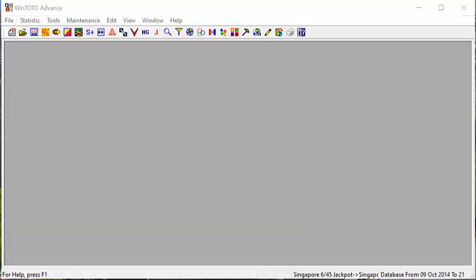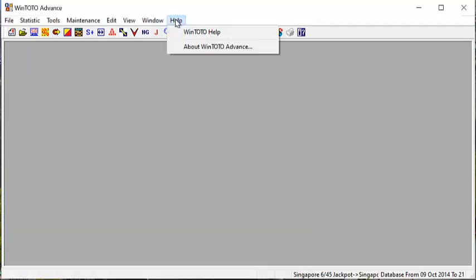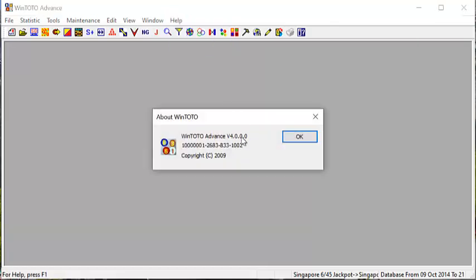Having said that, I'd like to encourage each and every one of you to upgrade and support WinToto Advance maintenance support. If you've already bought the software, click on the word Help, About WinToto Advance. You can see that the latest WinToto Advance version is version 4. Please take note. If yours is different from my version 4, then the likelihood is that it's an old version.